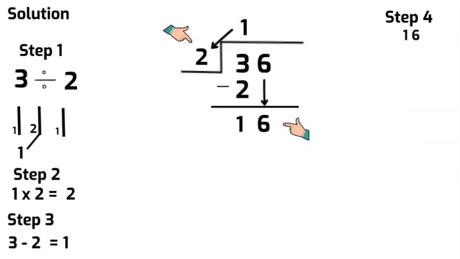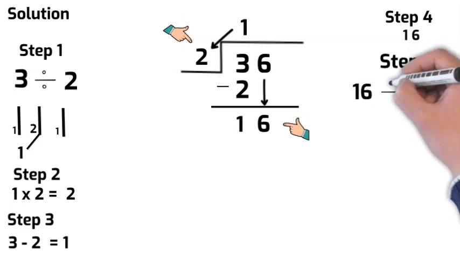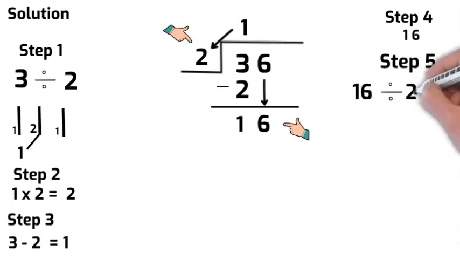We move on to step 5. In step 5, the divisor 2 goes into 16. 16 is our bottom number. So how many times will 2 go into 16? Let's count. Count with me.